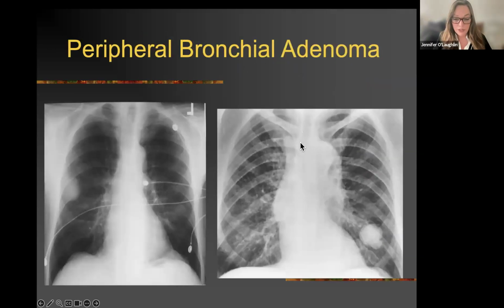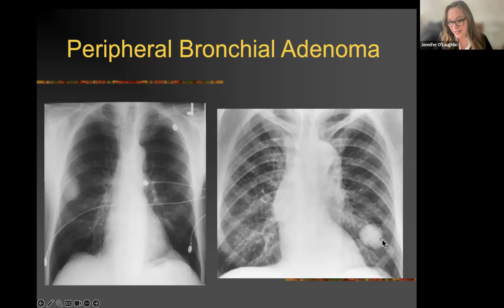Okay, so here there's two peripheral adenomas. So this is a bronchial adenoma for both these patients. So you'll see it's at the periphery of the lungs. It's a solitary mass, and it's pretty well defined. So we have smooth borders, benign tumor, and there's only one. It hasn't spread all over the lungs.